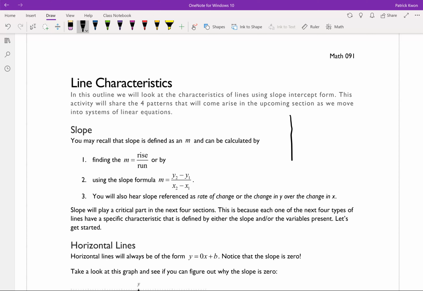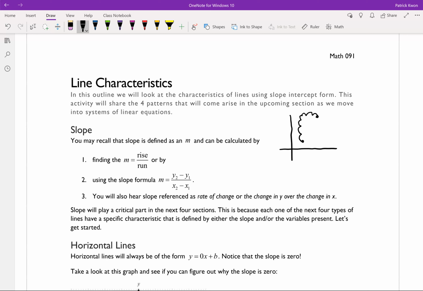And just as a side note, rise over run is basically if you have an ordered pair here and an ordered pair here, the way that we could think about slope from the graph is by counting how many we are going vertically versus how many we are going horizontally. And that is generally called rise over run.